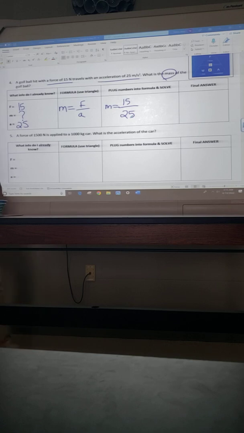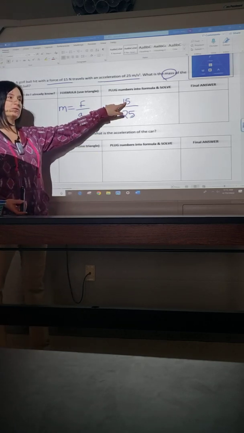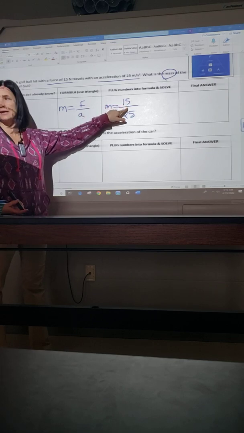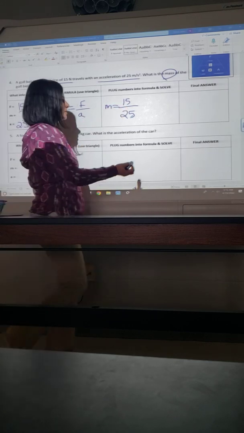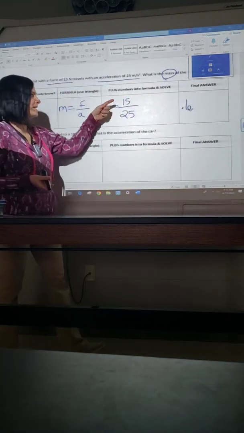Fifteen divided by 25. Dylan, what'd you get? Put the top number in first. You get 0.6. Okay, Michaela, did you get 0.6 also? Yeah. Good deal. All right, so we get 0.6. And that makes sense, right?